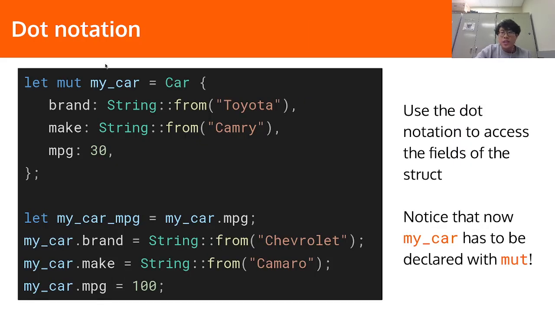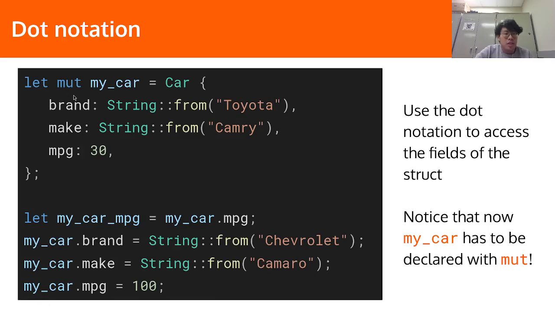The next thing that I want to talk about is the dot notation. The dot notation can be seen here, for example, my_car.mpg, my_car.brand, and my_car.make. We use the dot notation to access the fields of the struct. It can be used to access the values for reading, and it can also be used to access the values to modify them.